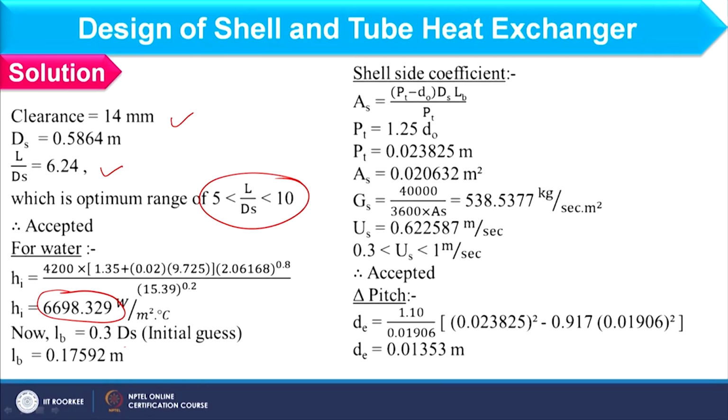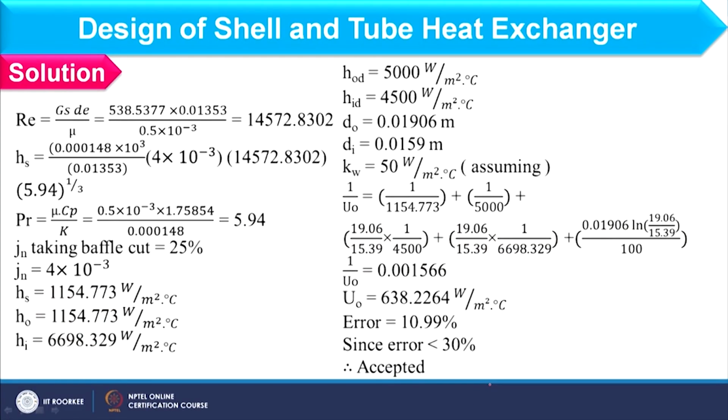So here you can find the baffle spacing like this, and then we can follow Kern's method. The method is well explained to you, and we can obtain the velocity as 0.622 meter per second, which is within the range. So this velocity is also accepted, and we have to find out the equivalent diameter also for triangular pitch. So the equivalent diameter we can obtain as 13.53 mm. Considering all these parameters, we can find out the Reynolds number.